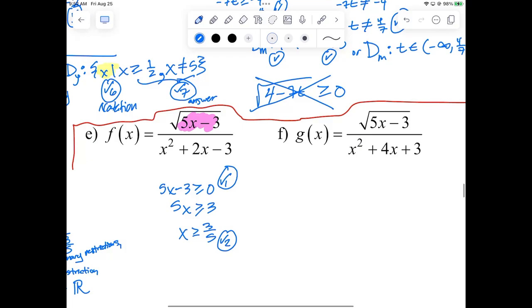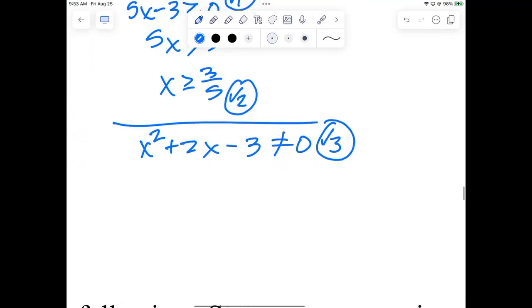Now I look at the denominator, which is x squared plus 2x minus 3, and I say the whole thing can't be 0. And that is going to be your third check in this case. The second thing we look for, a variable in the denominator, the whole thing can't be 0. And then we factor it. It looks like it's factorable. So this looks like it's going to be x plus 3, x minus 1.